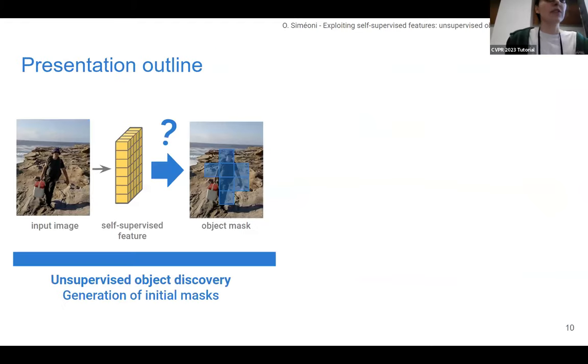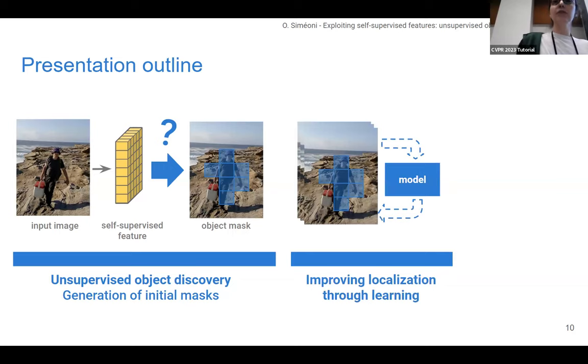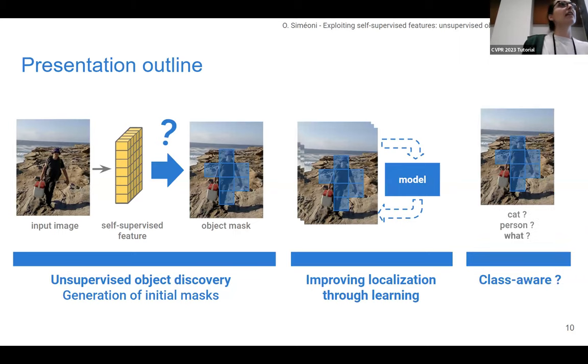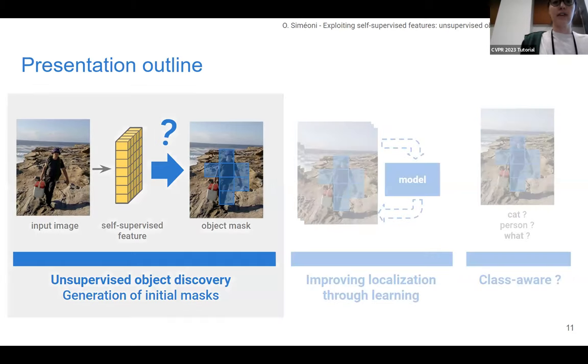So in this presentation, I will talk to you about how to exploit the self-supervised features to produce object masks in the first part. Then we will talk about how to improve those predictions using learning. And finally, can we go from class agnostic to class aware? What are the solutions? So let's start.